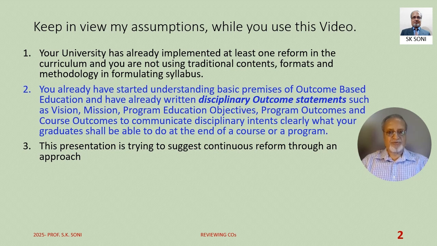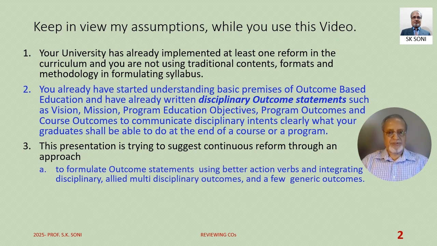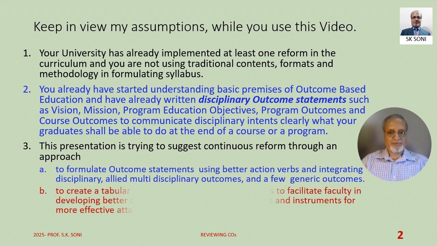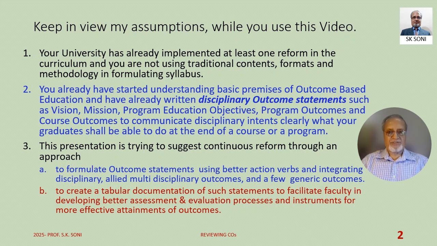This presentation suggests continuous reform through an approach to formulate outcome statements using better action verbs and integrating disciplinary, allied, multidisciplinary outcomes and a few generic outcomes, and to create a tabular documentation of such statements to facilitate faculty in developing better assessment and evaluation processes and instruments for more effective attainment of outcomes.